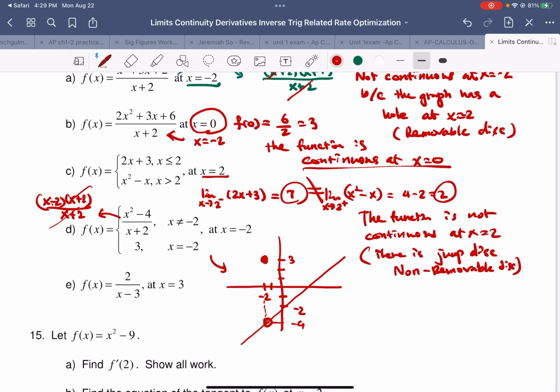So you see that the piecewise function graphs like that. Then at x equals negative 2, there's a discontinuity, right? Discontinuous. At x equals negative 2, the function has a hole, right? Which is a removable discontinuity.